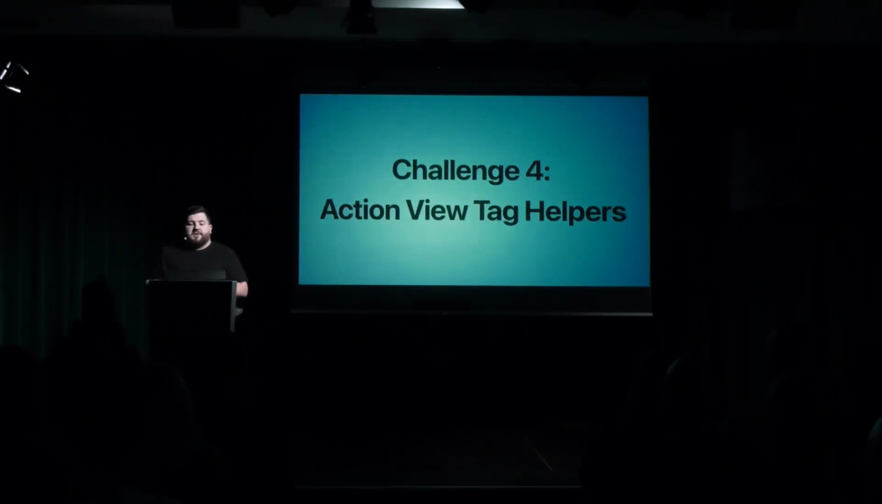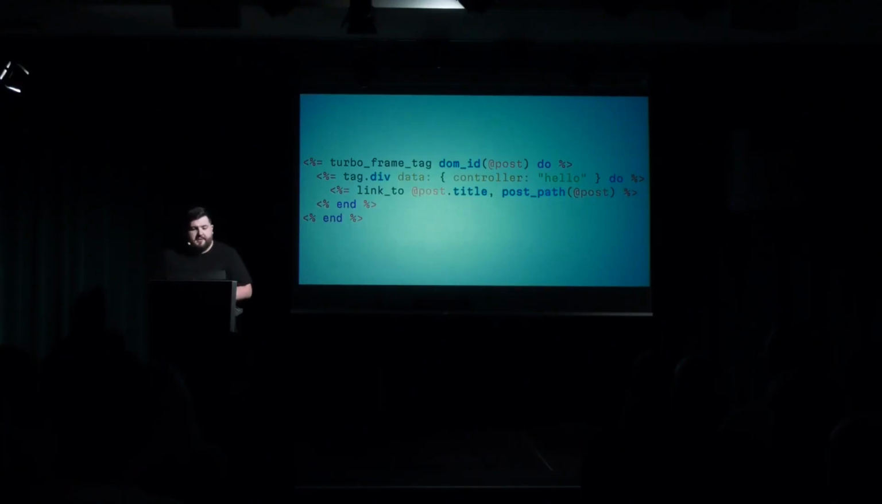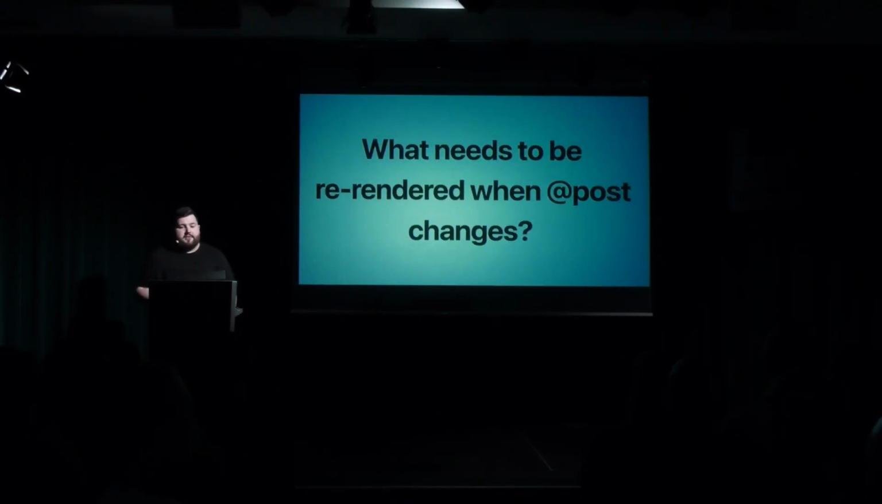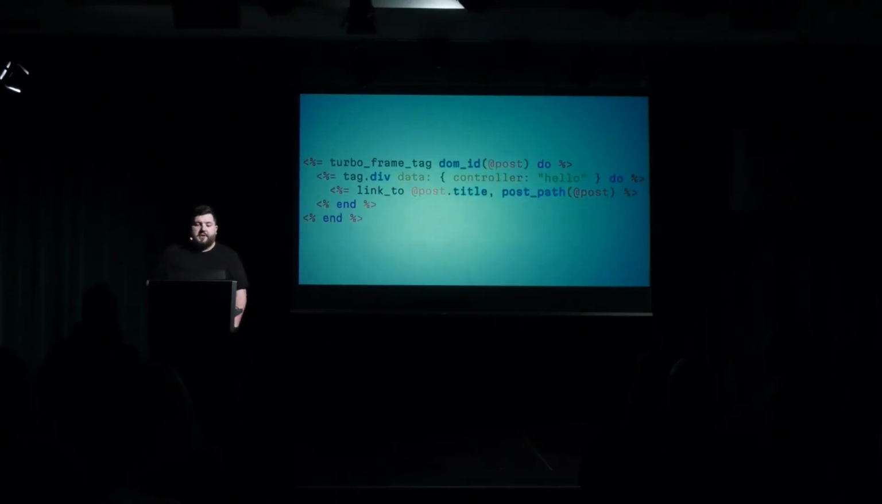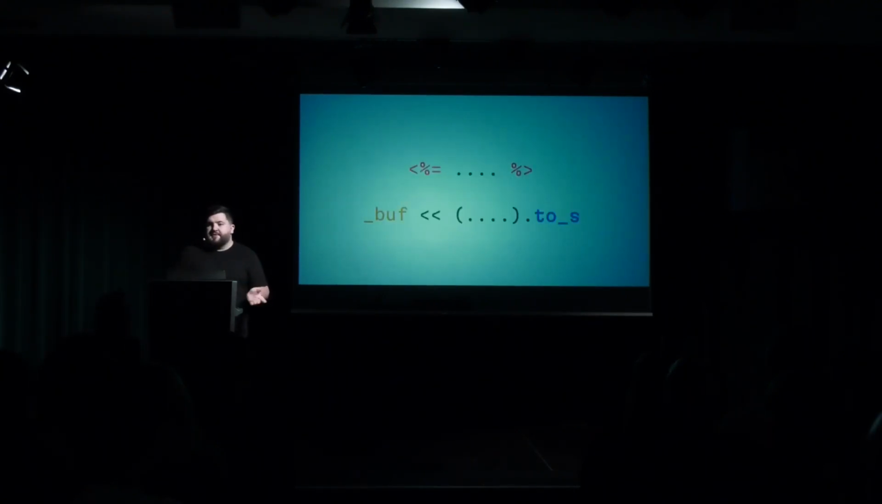The fourth challenge was ReActionView tag helpers, which is, I think, the biggest one that we have to figure out, because if you take this template, there's a lot of ERB in here, and we don't really know about the HTML part of what's being used and done here. So if post changes, what do we need to re-render in this case? You can see post is being used in three places here, on the first line and this third line. But if you remember from earlier, we have a simple contract of saying whenever there's something inside of it, we don't have to care about it, we just care about the string results.